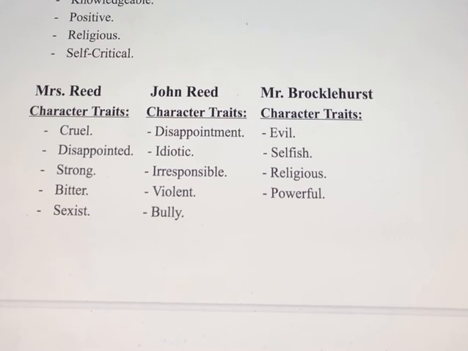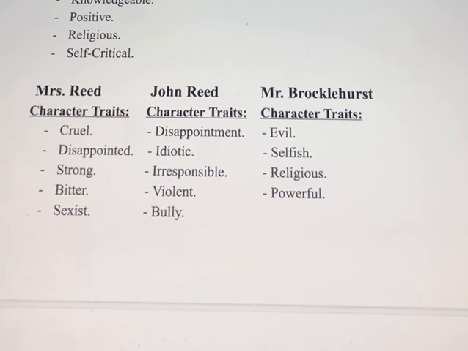John Reed is a disappointment. He's very idiotic, like he doesn't think before he acts and just wastes money. So he's not taking advantage of the privilege he has. He's irresponsible. He's very violent. He was very violent towards Jane, and he was a bully who often referred to Jane as a rat. That's how he referred to her.